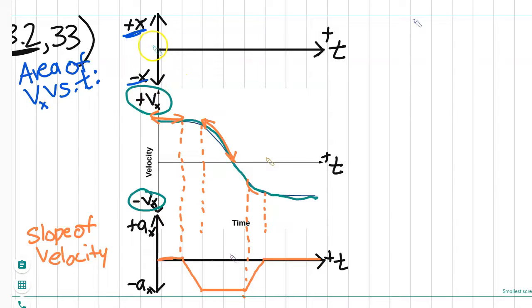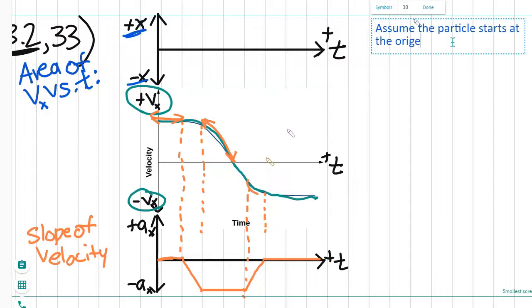Then we can start off the position wherever we like. Assume the particle starts at the origin. So if the particle starts at the origin, that's because if we have the velocity versus time graph, we don't have information about the particle's original position. So we are free to choose where we want it to be.